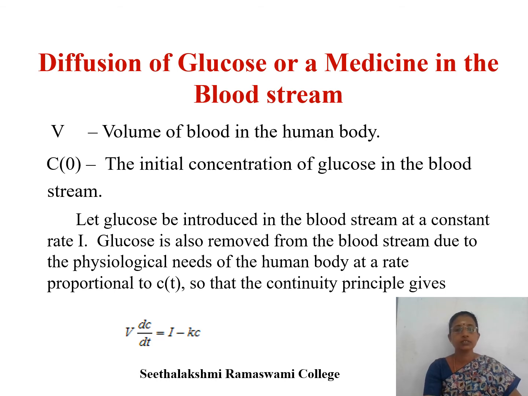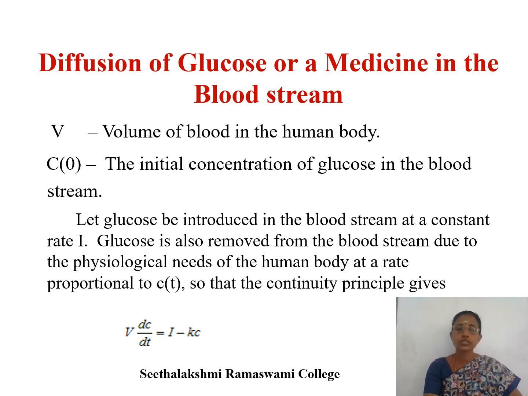As an illustration, let us consider the diffusion of glucose or a medicine in the bloodstream. So here we have to find the volume of blood in the human body when glucose or some medicine is injected in the bloodstream. For this, let V be the volume of blood in the human body and C0 denote the initial concentration of glucose in the bloodstream, and let glucose be introduced in the bloodstream at a constant rate I.